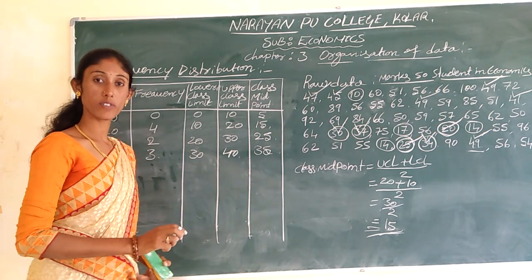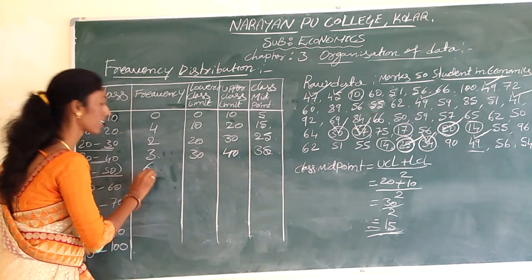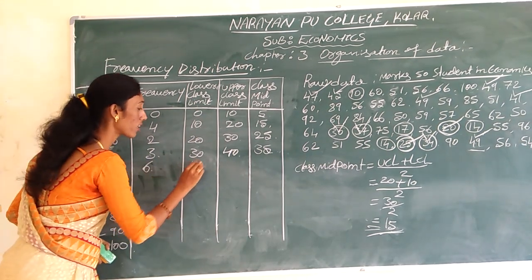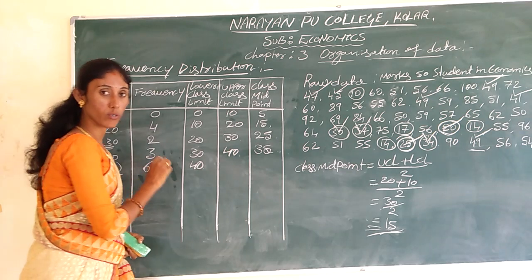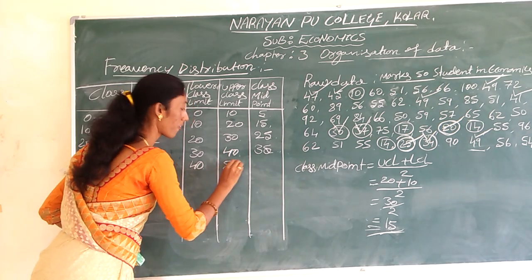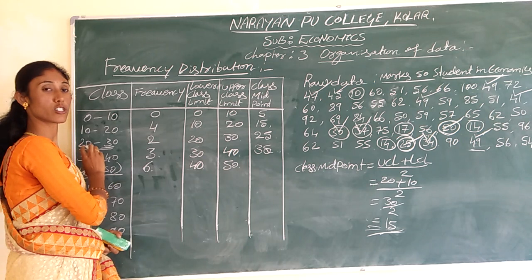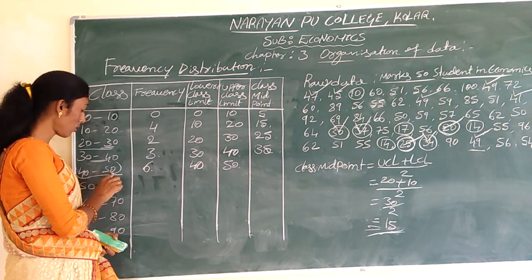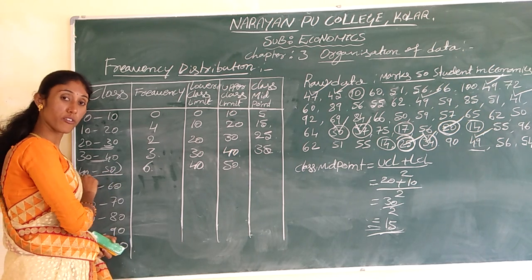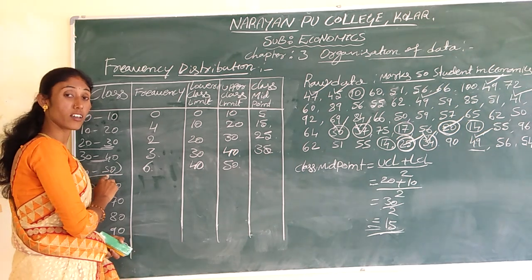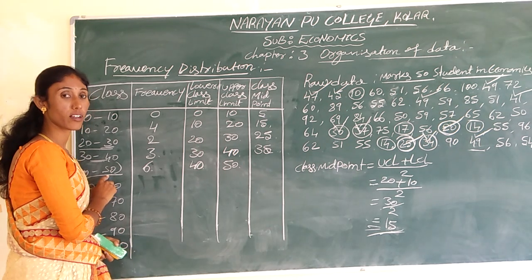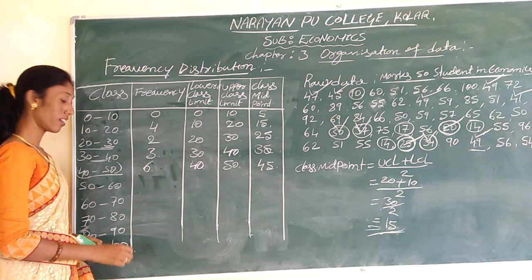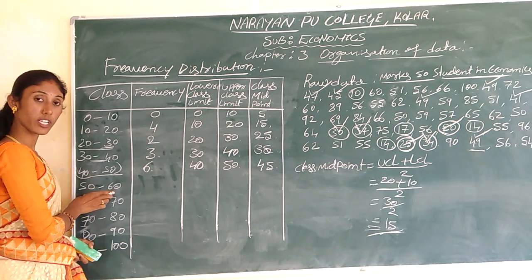Then the frequency of that particular class is 6 and the lower class limit is 40 and the upper class limit is 50, and the exact central value or midpoint of this class is 45. How in a sense? 50 plus 40 we will get 90 and when we divide by 2 the answer will be 45. Got it? Then next class is 50 to 60.